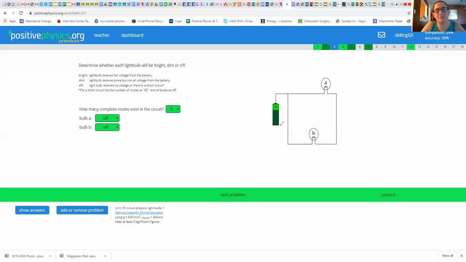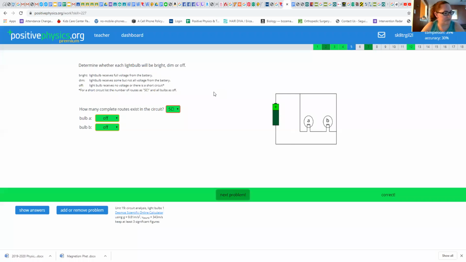None, because the complete route, it would also need to be in here. Let me change the color so I can show you what I'm talking about. It would actually need this connection here in order for it to be a complete circuit, okay? But it doesn't, so this is not a complete circuit. So bulbs A and B would both be off because it is not a complete circuit. Next question is question 5.